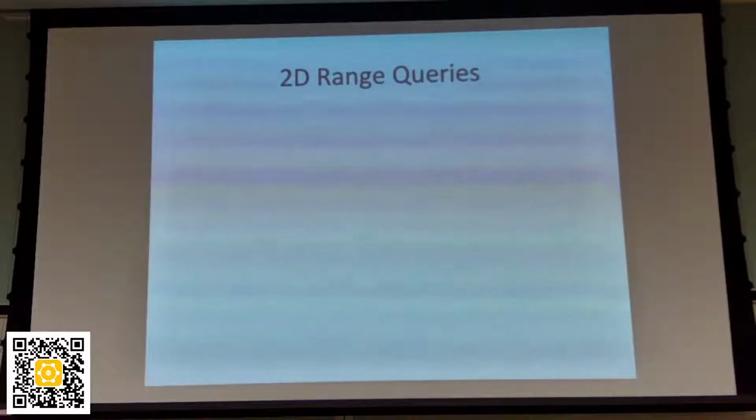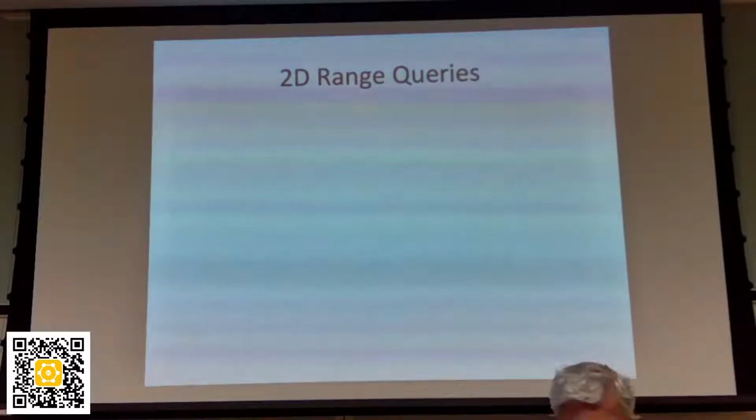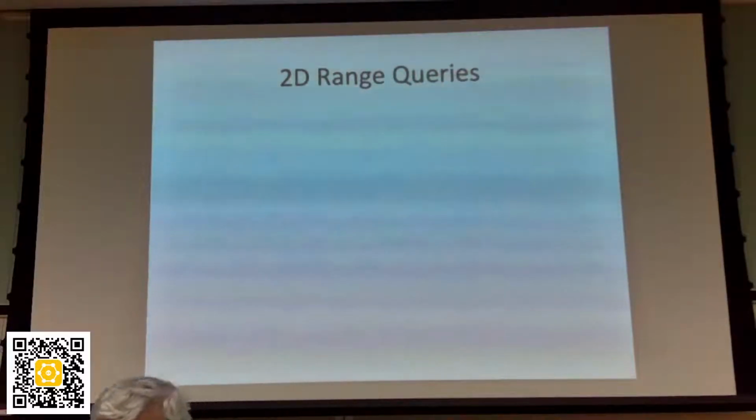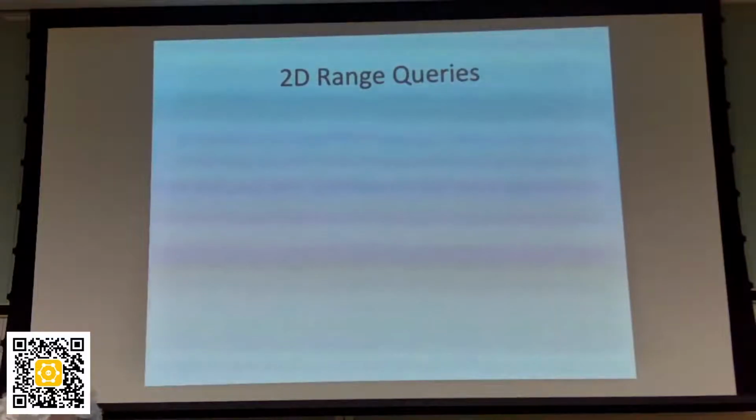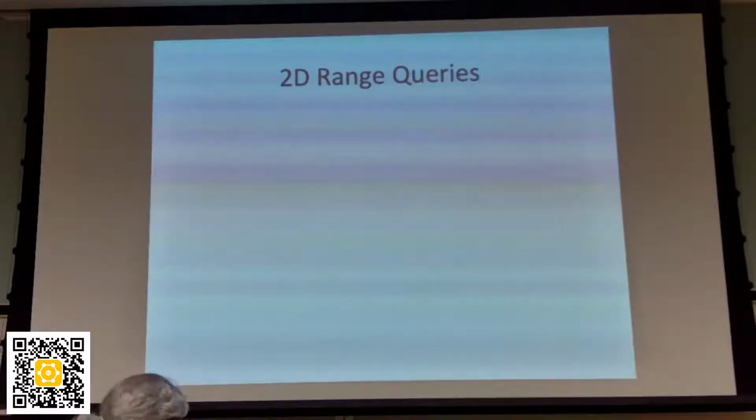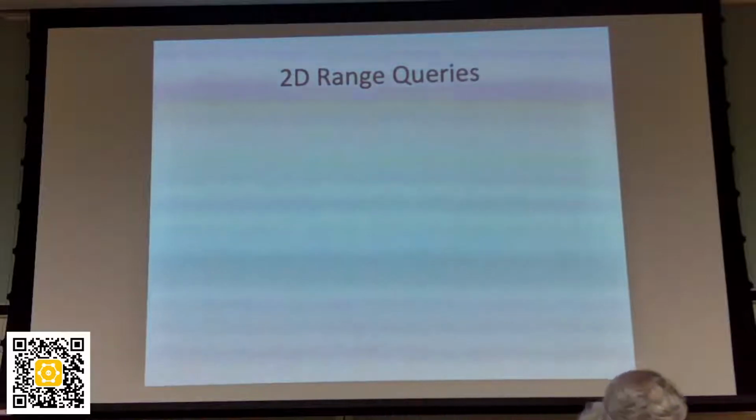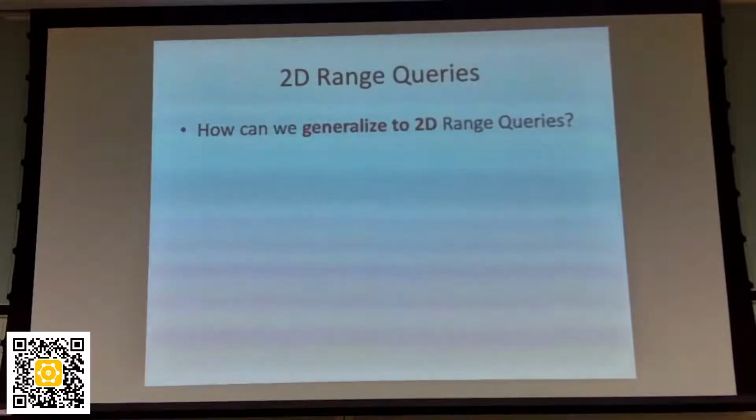We're going to ramp this up and make it harder for ourselves because we are just gluttons for punishment. And so we go to 2D now. And what's a 2D range query? Well, it turns out this is pretty standard.